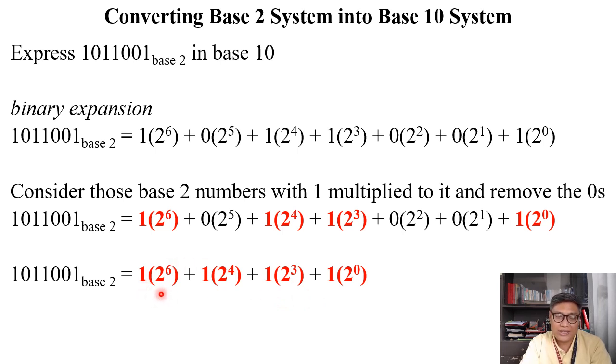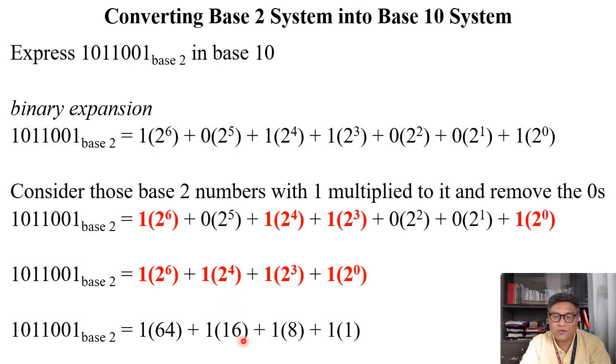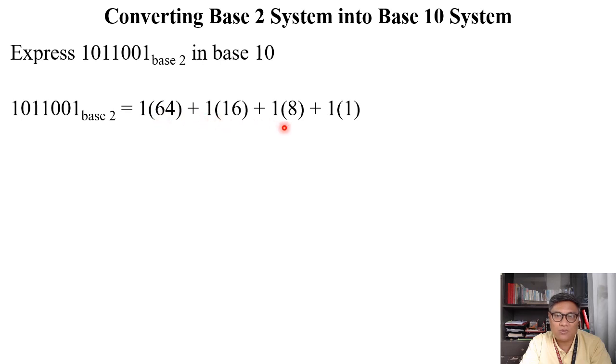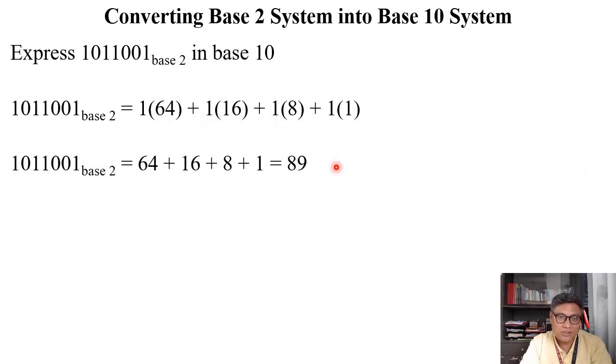Okay, so we expand 2 raised to 6, 2 raised to 4, 2 raised to 3, 2 raised to 0. So 2 raised to 6 is 64, 2 raised to 4 is 16, 2 raised to 3 is 8, and 2 raised to 0 is 1. So all you have to do is add because any number multiplied to 1 is that number. So adding 64 plus 16 plus 8 and 1 is equal to 89. So therefore, 1011001 base 2 when converted into base 10 is equal to 89.